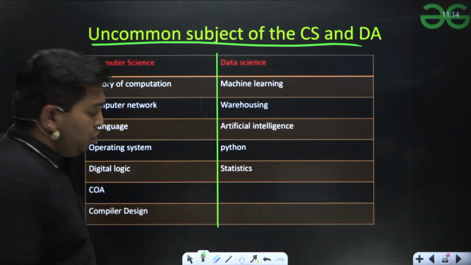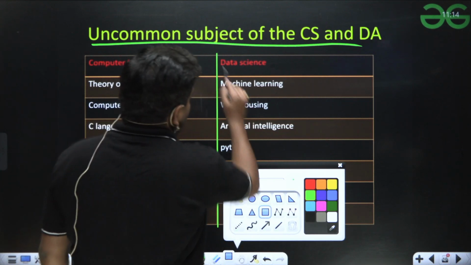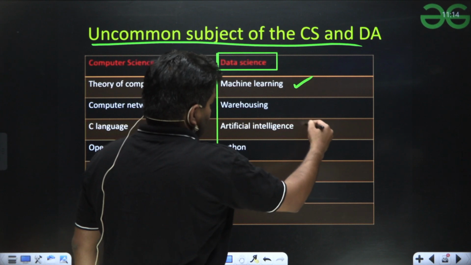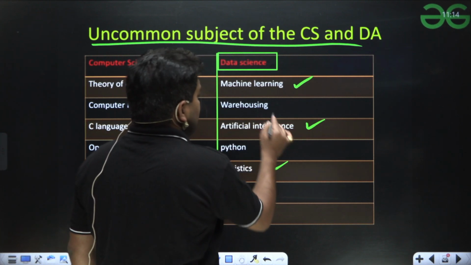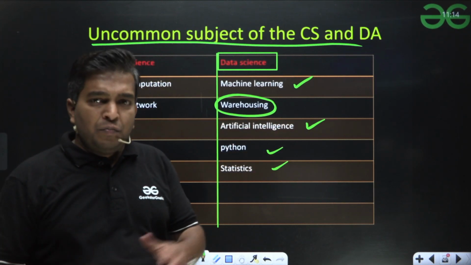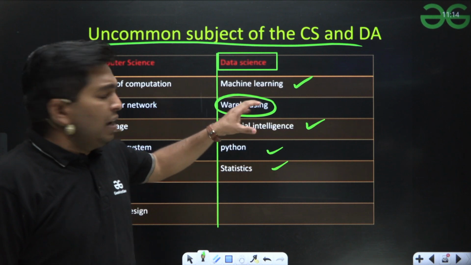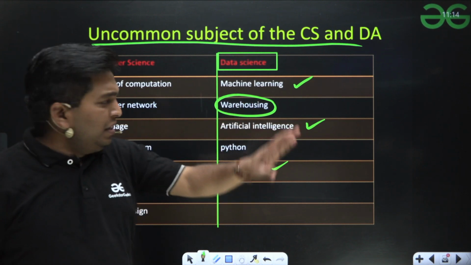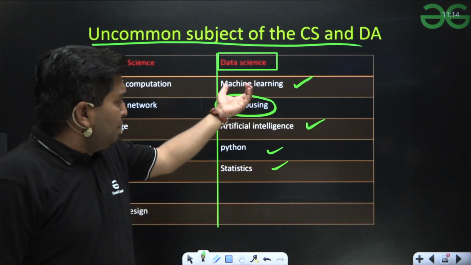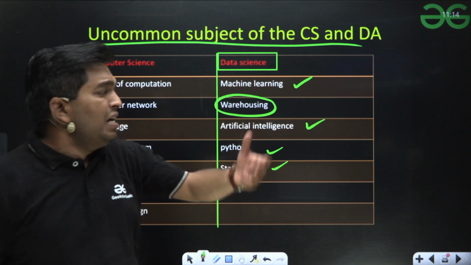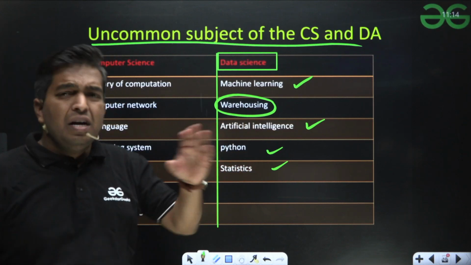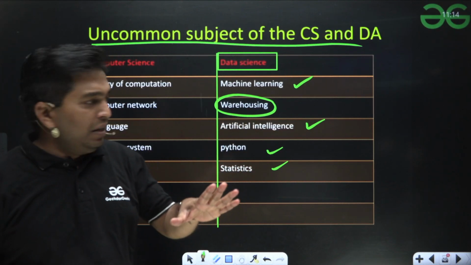As I told you, when you are preparing for DA along with computer science, you have to learn machine learning, AI, Python, stats, and warehousing is a little bit of a portion. Data warehousing is a part of machine learning, but it's a little bit of a portion. It's a subset of data mining, you can say, and some part of machine learning algorithms are also used, but it's a very small portion of the syllabus. Data warehousing you can easily cover.